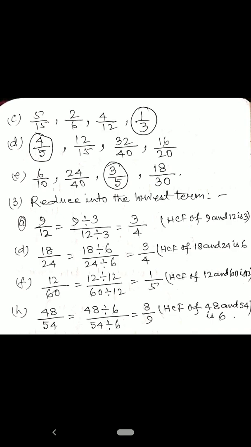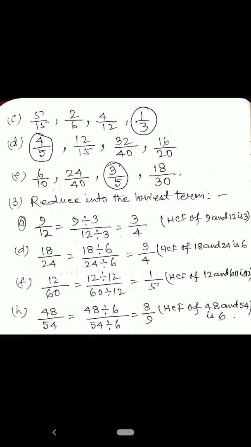Now question 3. Reduce into the lowest terms. 9 by 12. So first of all, find the HCF of numerator and denominator. The HCF of 9 and 12 is 3. Now 9 by 12 can be written as 9 divided by 3 by 12 divided by 3. So 9 divided by 3, quotient is 3. 12 divided by 3, quotient is 4. So 9 by 12 can be written in the lowest terms as 3 by 4. Similarly, you can do D, F, H.